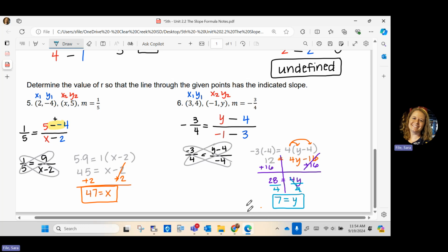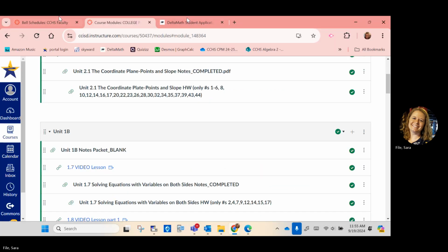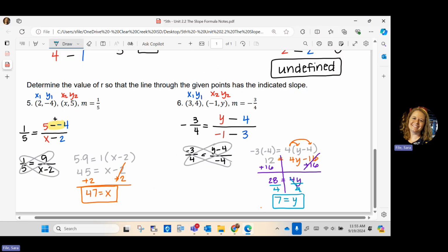Okay, let me double check our schedule here. Okay, yeah, so we've got just a couple minutes till lunch. So I'll go ahead and pass out the practice. And then when you come back from lunch, we'll mark which practice numbers we're doing. And then you'll have the rest of class to do the practice. So I'll go ahead and pass that out.